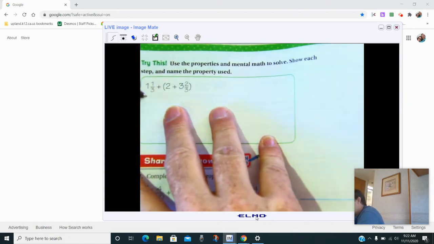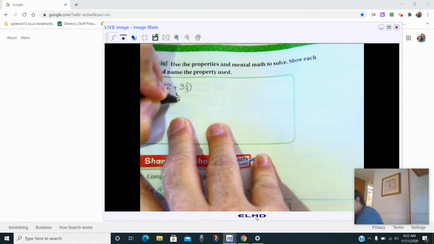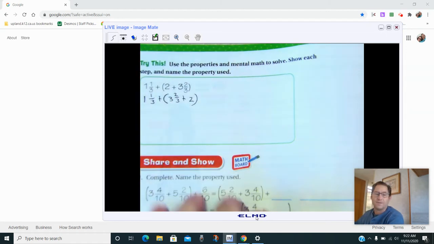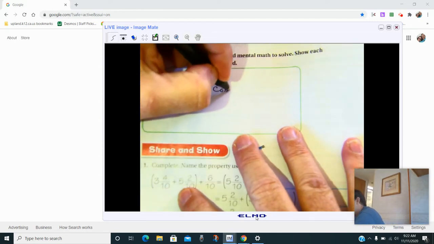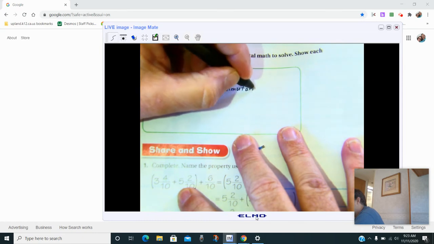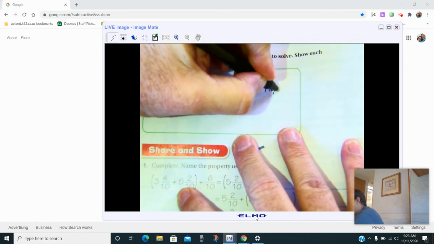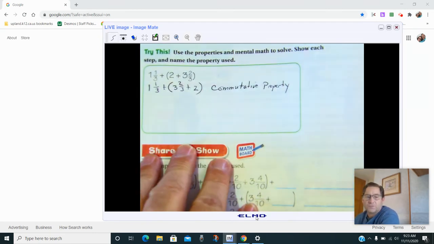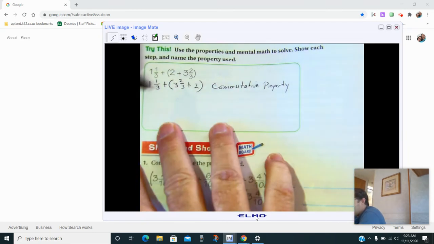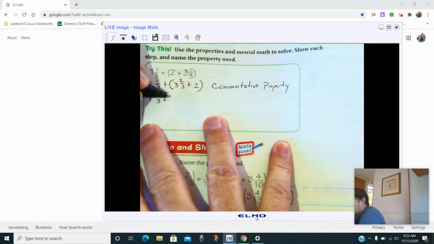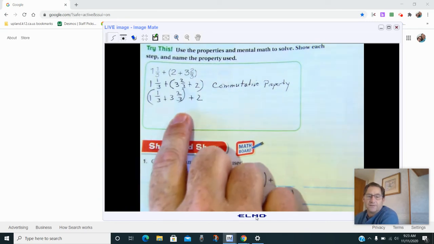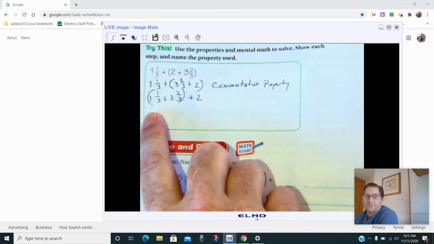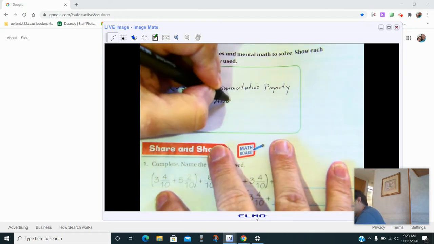So let's go ahead and practice that by changing the order of our two addends in the parentheses. And that's called the commutative property that allows us to do that. All we did was switch the order. Now I'm going to apply the associative property so that the 3 and 2/3 is grouped with 1 and 1/3. So that would be the associative property.